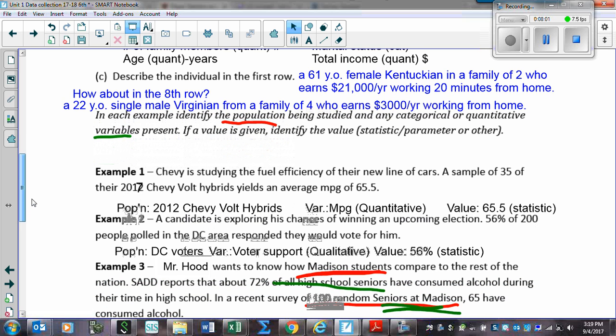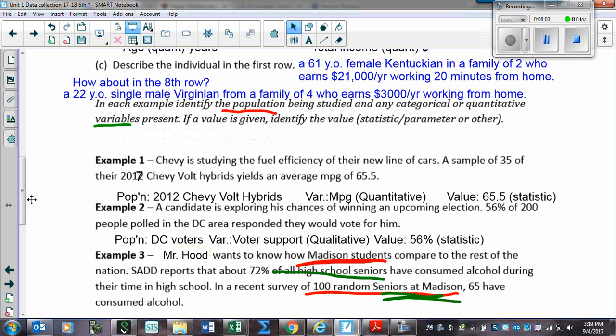And then this final situation, Mr. Hood wants to know how many Madison students are drinking and their rate compared to the rest of the nation. And so then SAD reports that 72% of all high school seniors have consumed alcohol during high school. And then 100 Madison seniors were surveyed, and 65 consumed alcohol.